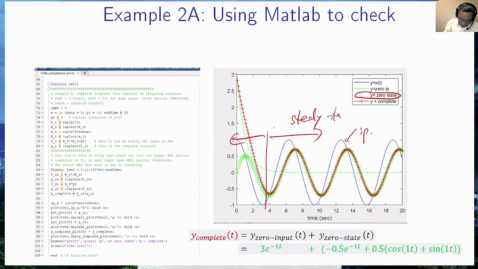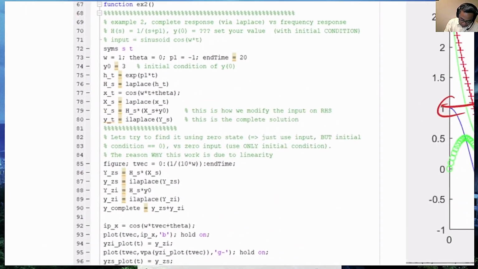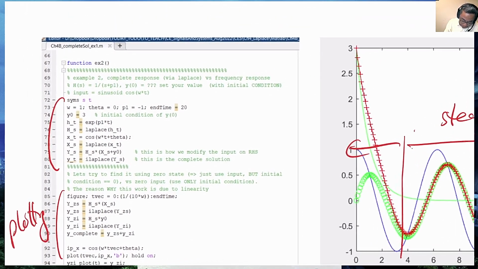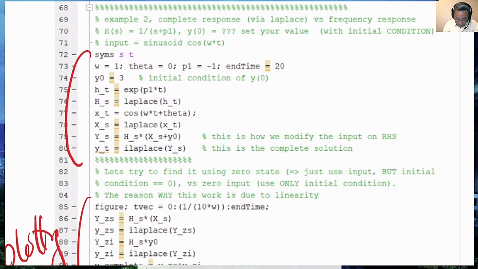Now, to do all this in MATLAB, maybe again, the real problem is only this line of code. The rest is just plotting. Take a look at what I do. First, I have the impulse response. I Laplace the impulse response. I have x of t. I Laplace the x of t. I have H of s times X of s plus y0, the initial condition. So this is the only thing I did.